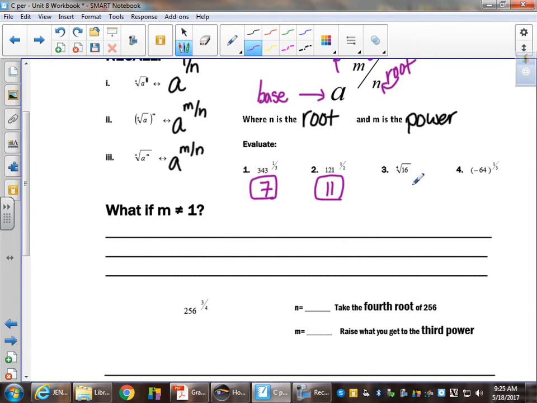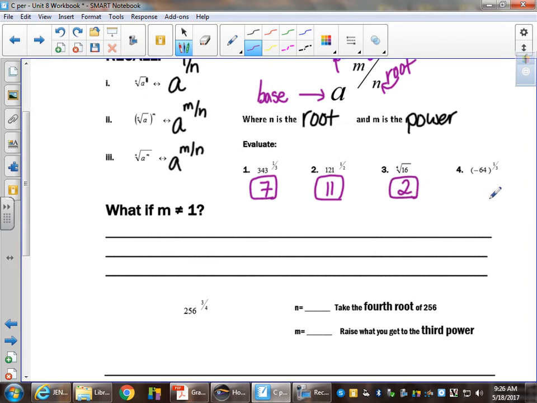Square root of 121. Very good. Is 11. Who's got number 3? But how would you say it out loud? Fourth root of 16. Is it 4? No. 2. Good. And then finally number 4.